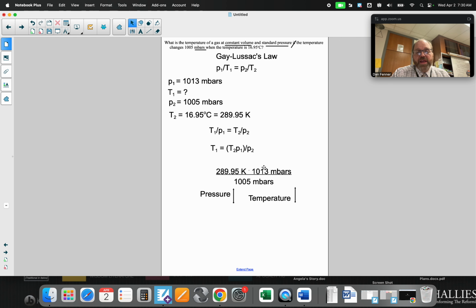Take your calculator. 289.95 times 1,013. Hit equal. Divide by 1,005 millibars. Hit equal. Our millibars cross out. We're left with Kelvin. We get 292.3 Kelvin at sig figs.